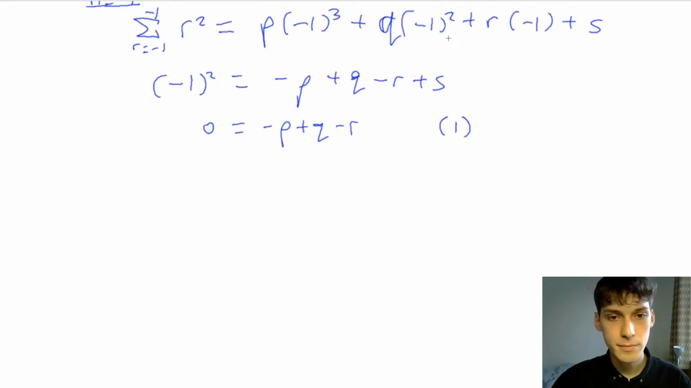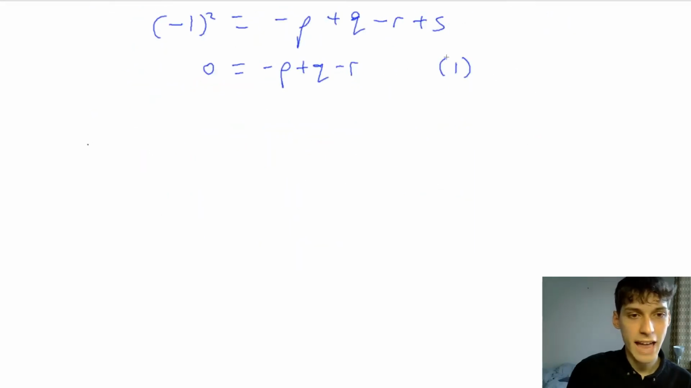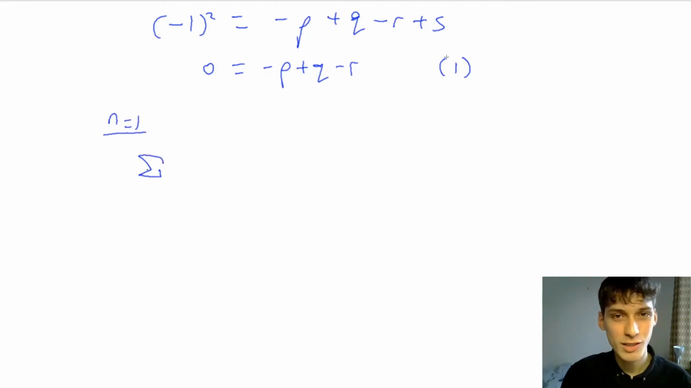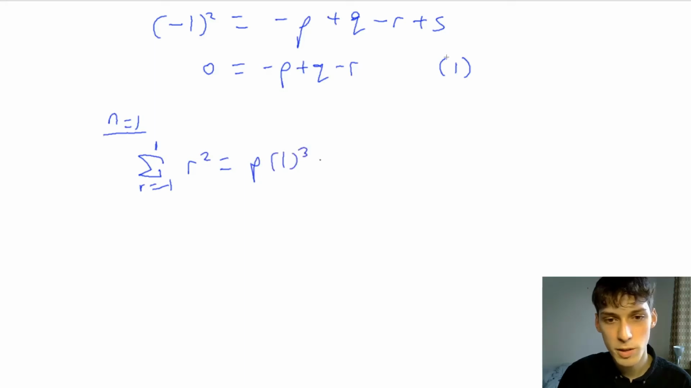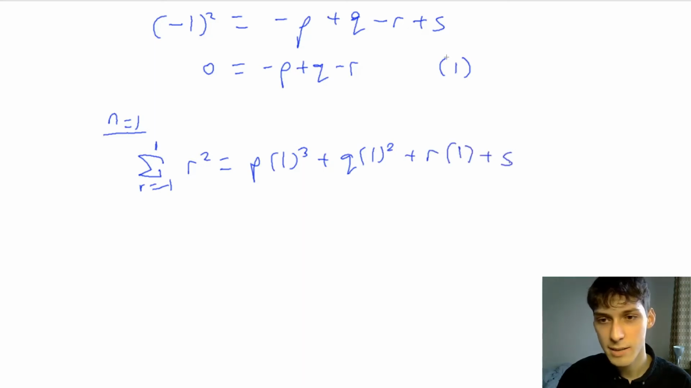So, again, let's consider n is equal to 1, and do the exact same. It's a bit of a slog to get through, but it will end up with results, as it's what the question told us to do. So the sum of r squared is equal to p times 1 cubed plus q times 1 squared plus r times 1 plus s.